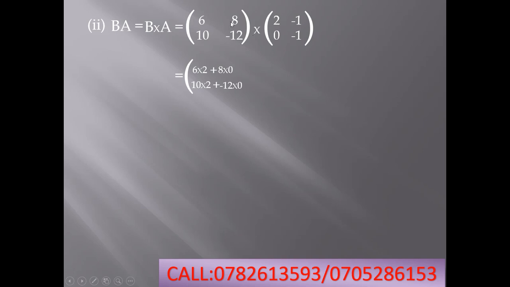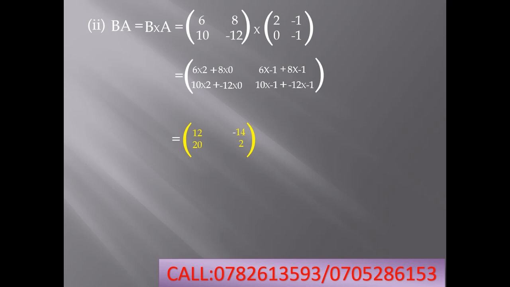We don't end at that. I must also get this row and multiply it into this column. First row, second column. So 6 times negative 1 add 8 times negative 1. Do the same thing for this row: 10 times negative 1 add negative 12 times negative 1. So we shall end up with, that is 12. So we do computation and we end up with those values.